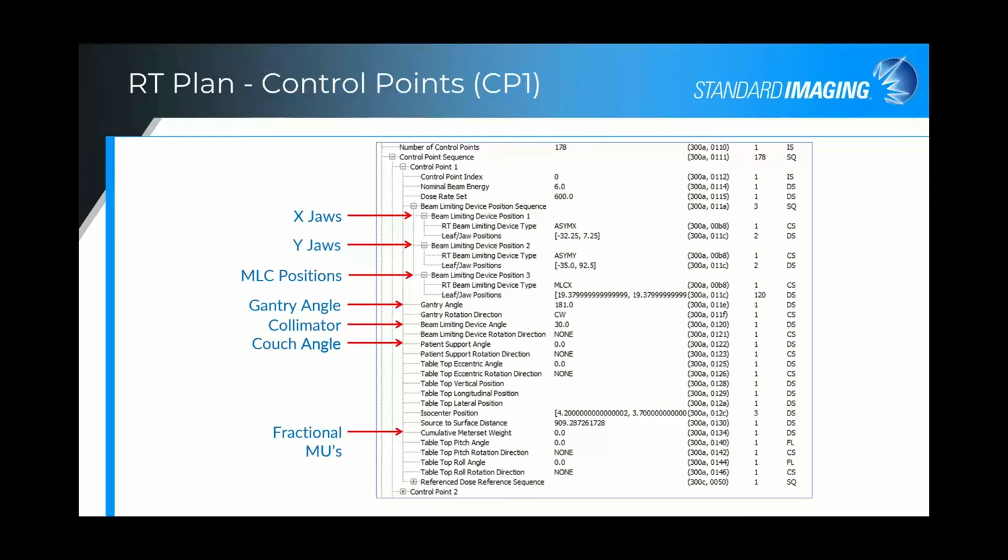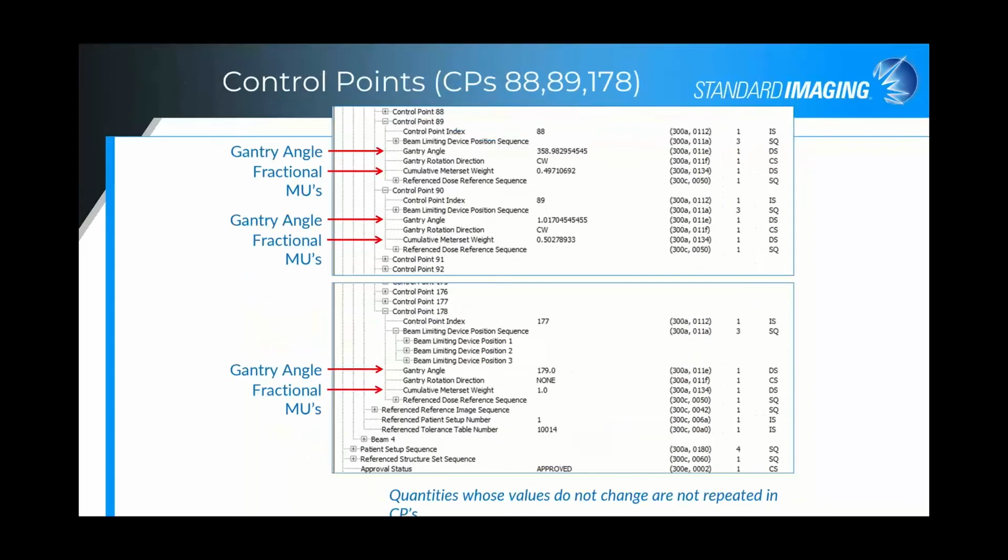And so next, let's go ahead and take a look at a couple of other control points. So control points 88, 89, and 178 is next. So you see that with the subsequent control points, there are fewer parameters specified, and that is because if a parameter is repeated, most treatment planning systems, I won't say all, do not repeat values that are unchanged.